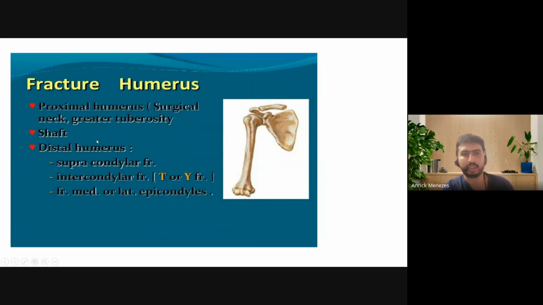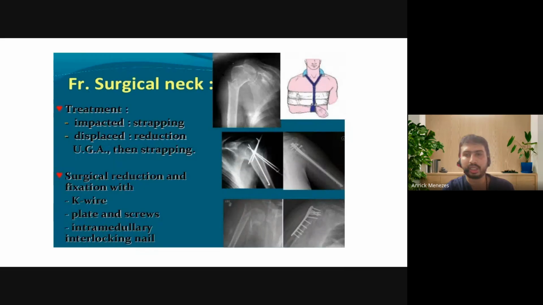So it's already here: proximal humerus, shaft, distal humerus. In distal humerus, you have again supracondylar, intercondylar, because that is again where you have your T and Y fractures. So all those initial things are done. For surgical neck treatment, impacted strapping has been done. You can see that.